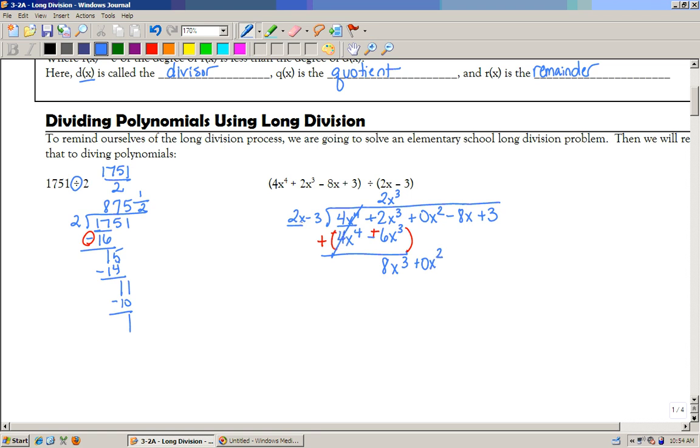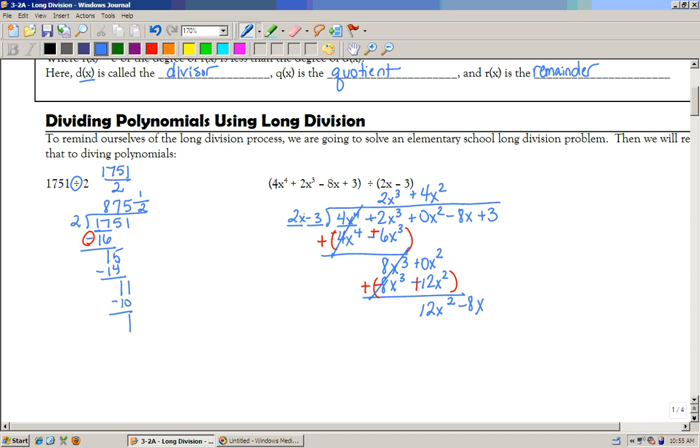So 8x cubed divided by 2x is 4x squared, lined up with the squares. We're going to multiply. 4x squared times 2x is 8x cubed. And 4x squared times the negative 3 is negative 12x squared. Doing the next step is to subtract. So you're going to subtract both of these terms again by changing the signs. The first terms are gone. It's always what you want. And the next term is 12x squared. Bring down the minus 8x and repeat the process.